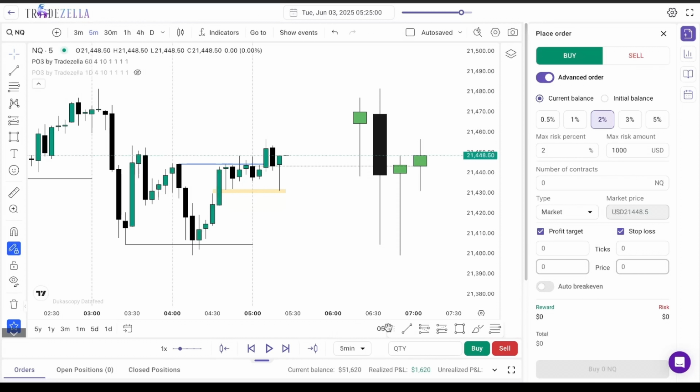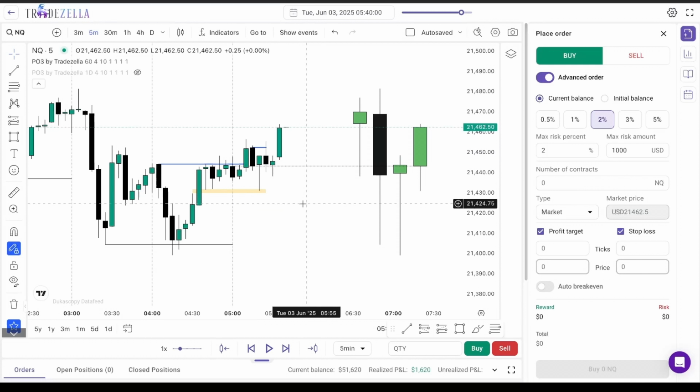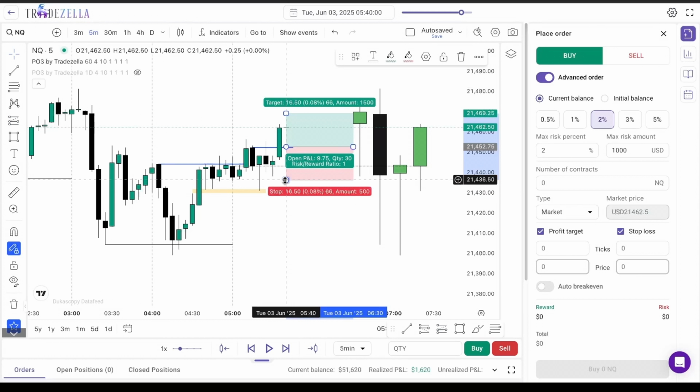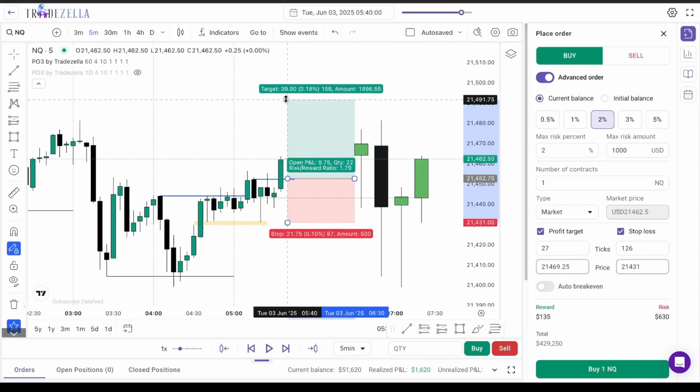There we get the sweep. Do we get a continuation entry? I want to see a closure through this down close candle to confirm this low. And there we go. And so with that, I could look to take an entry on the retest, my stop on the low, and then look for 2R.